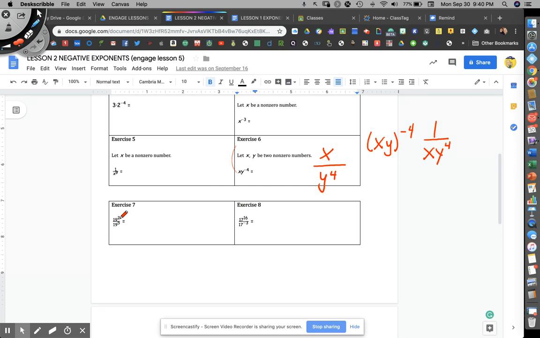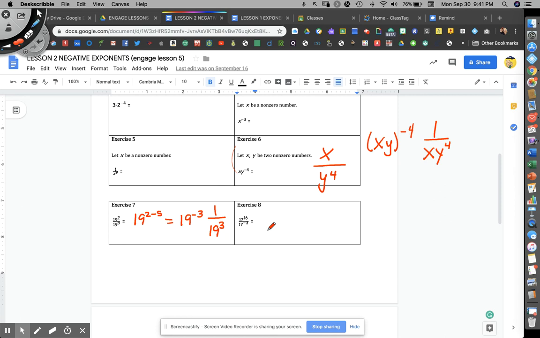We have 19 to the second divided by 19 to the fifth. So that's going to be 19 and then 2 minus 5. Well, we know that that's going to give me 19 to the negative third power. And therefore, my final answer is 1 over 19 to the third.